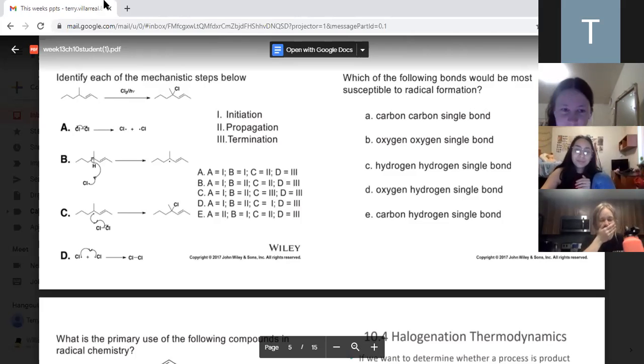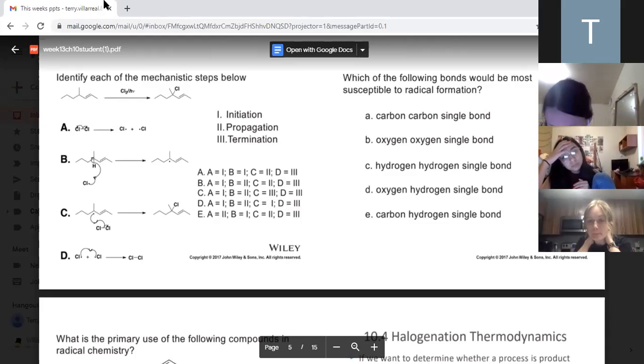All right, which of the bonds would be the most susceptible to radical formation? Oxygen, oxygen single bond. Yep. Remember that is one of our types of radicals we can form, right? When we think about our peroxides, like HOOH or ROOR. So halogens bonded to halogens, oxygen single bonded to oxygen, those are going to be extremely susceptible to radical formation. Good job. Questions?